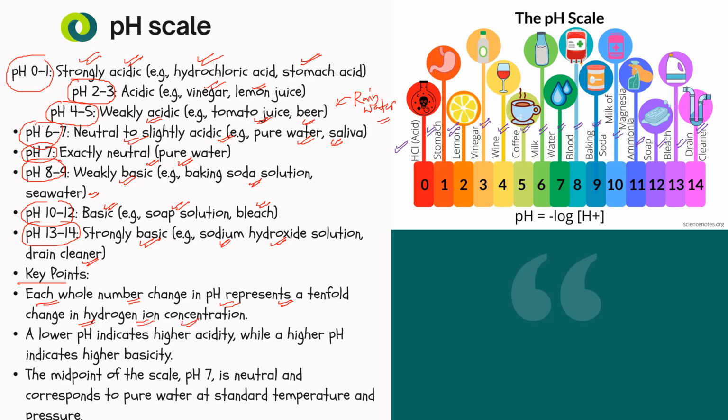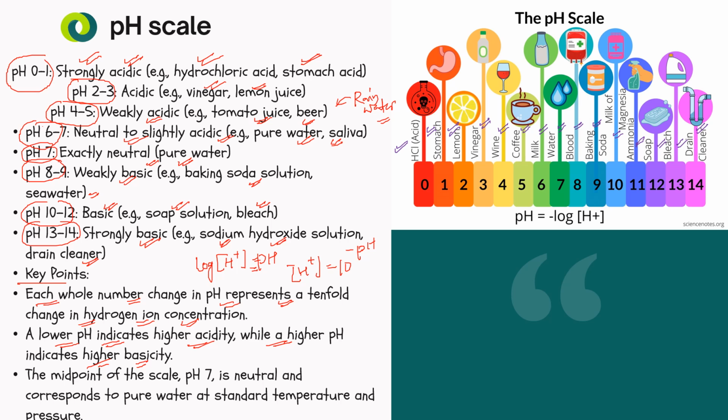That is simple, because we have seen that log of H plus ion concentration is equal to pH. And then we have also seen that H plus ion concentration equals 10 to the power minus pH. So obviously it will be tenfold times. In the formula itself we have seen that. So a lower pH indicates higher acidity, while a higher pH indicates higher basicity.